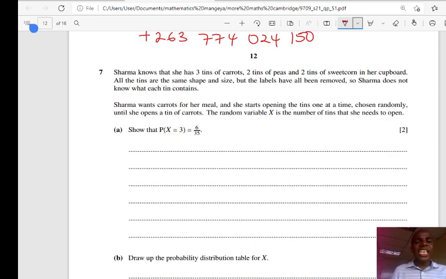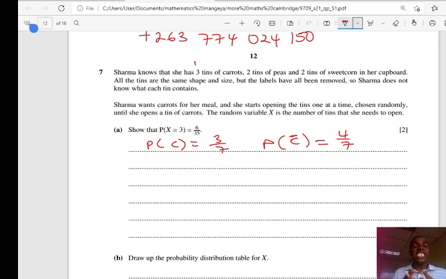So in this case, it's either she has to open carrot or not carrot, right? So you can say probability of carrot is actually 3 over total, 3 plus 2 plus 2 is 7. Then probability of not carrot is 2 plus 2, peas or sweet corn. So 2 plus 2 is 4 over 7. So show that the probability of X equals 3 is equal to 6 over 35.